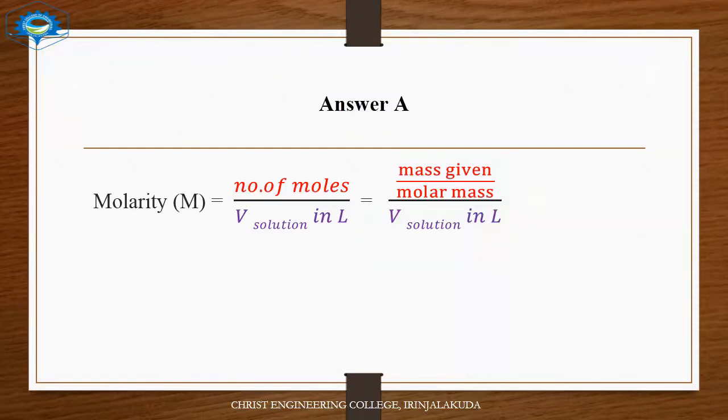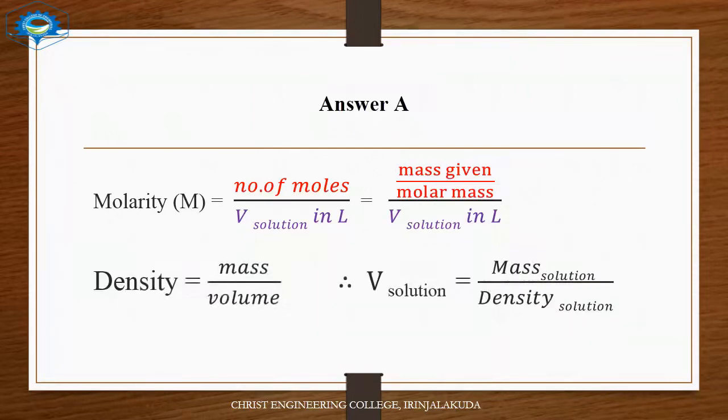In our question, the value of molarity is already given. The molar mass of the solute we can find using its molecular mass. Adding the molecular mass, that I will tell you later. Volume of solution, how will we find the volume of solution? For that, density is given, and we know that density is equal to mass by volume. From this, volume of solution is equal to mass of solution divided by density of solution.